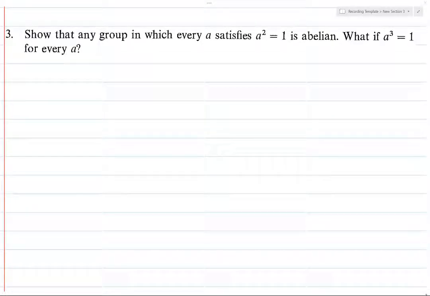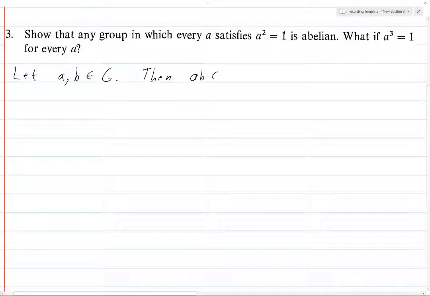I do not like this problem, and I'm going to show you why. The first part is not bad. The first thing we want to prove is the first statement, so let A and B be in, we're going to call this group G. Then AB is in G. So (AB) squared equals 1, i.e. ABAB equals 1.